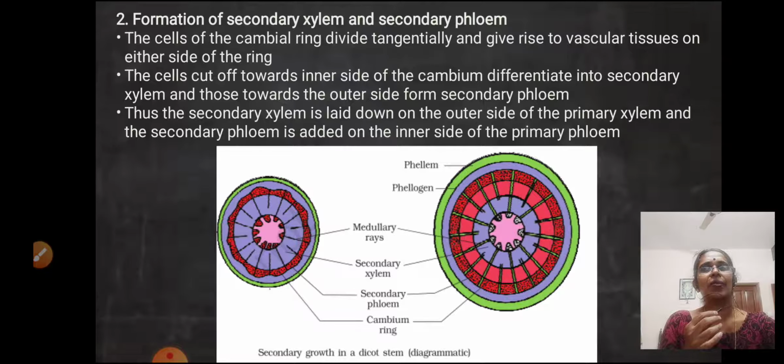The second step is how this secondary xylem and secondary phloem is formed. The cells of this cambial ring divide tangentially and give rise to the vascular tissues on both the sides of the ring. The cells which are cut off towards the inner side of the cambium get differentiated into secondary xylem, and those towards the outer side form the secondary phloem. Thus the secondary xylem is laid down on the outer side of the primary xylem, and similarly the secondary phloem is added on to the inner side of the primary phloem.